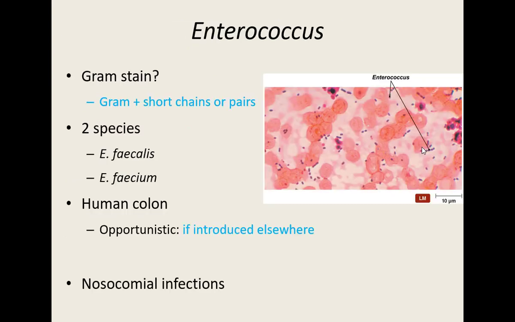So when we gram stain them, they're gram-positive. They usually like to hang out in short chains or pairs. Again, gram staining gives us a lot of information to help narrow bacteria down, but there's still a lot of bacteria that share similar gram stain results.